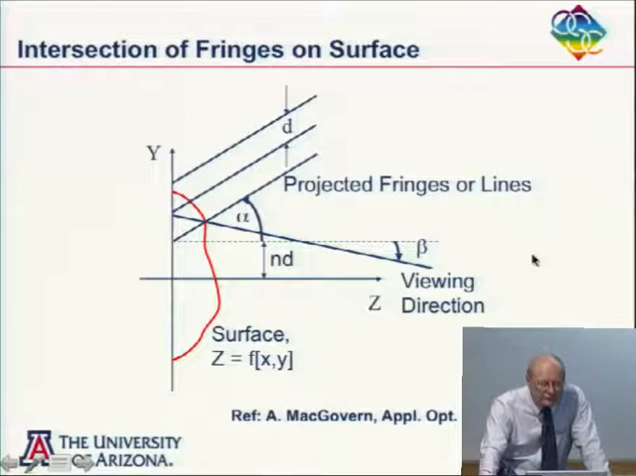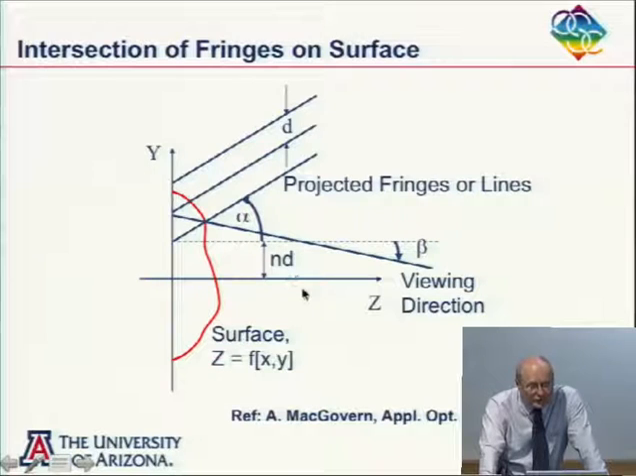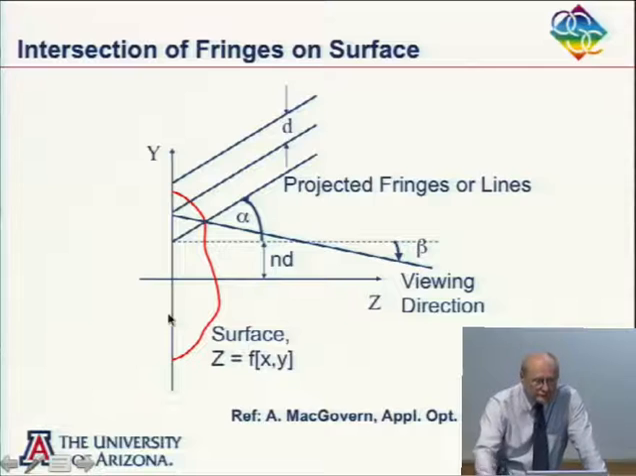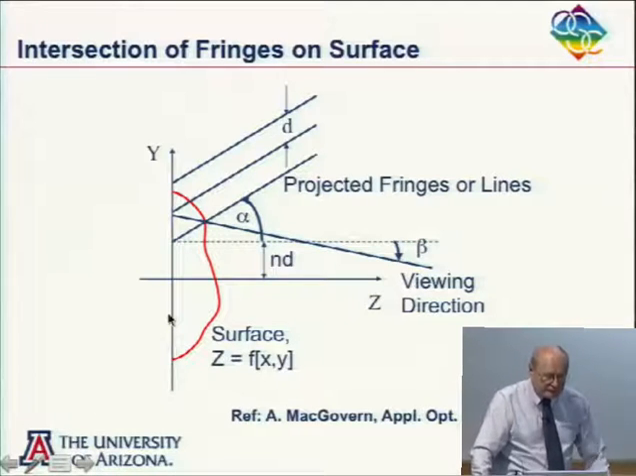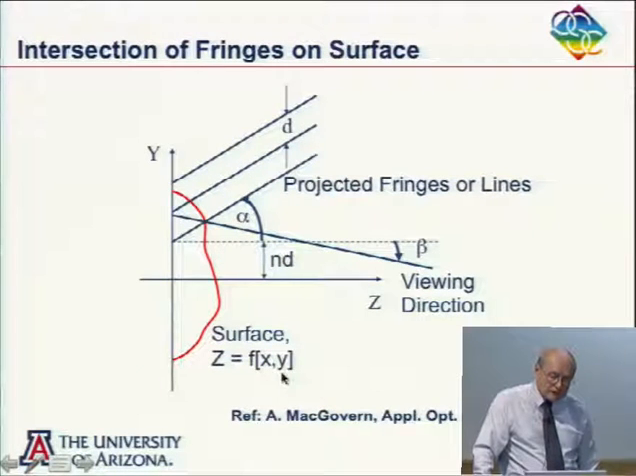I've had so much fun with this. This is pretty cool. So let's say this red thing here is the surface I'm trying to measure the shape of. If this is the z direction, and y is here, and x is out of the screen, I can describe this surface as z being some function of x and y. And I want to find out what that function is.